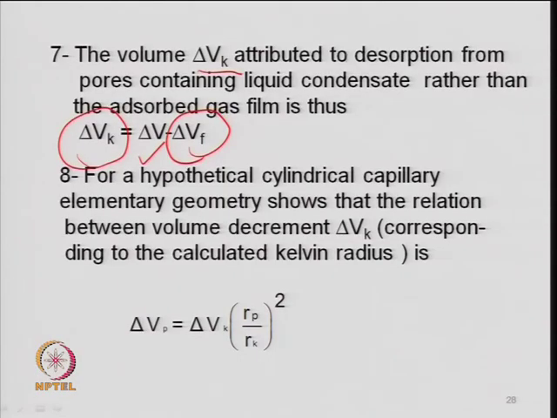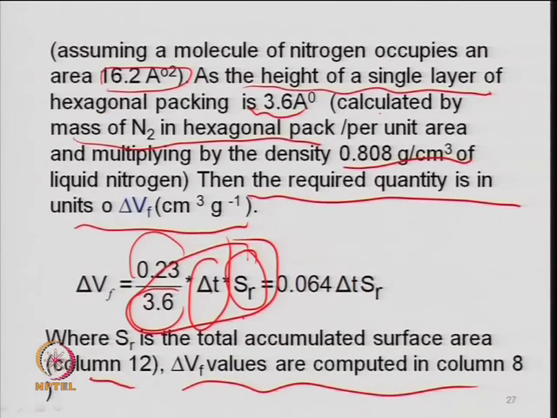So, you can find out the volume delta V k which is attributed to the desorption from the pores containing liquid condensate rather than the adsorbed gas film. Just make this difference. The adsorbed layer has the gas film, and after that the condensation. So, this is basically your adsorbed gas, and that is why we have used the surface area, we have used the thickness change, delta t, above R k, within that monolayer, and then we calculated delta t.